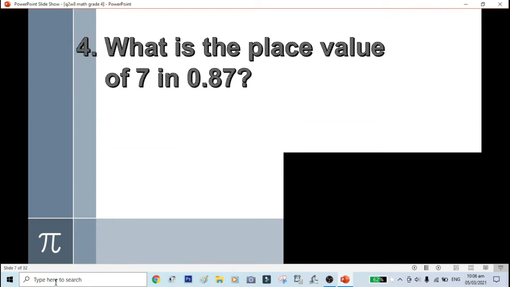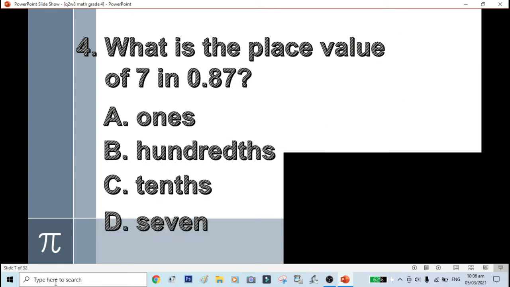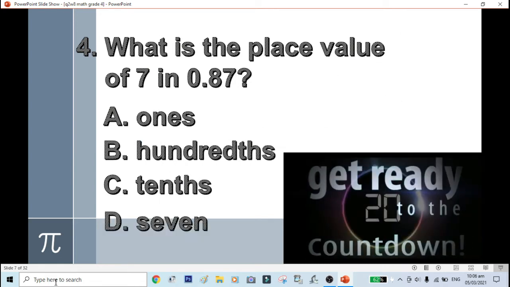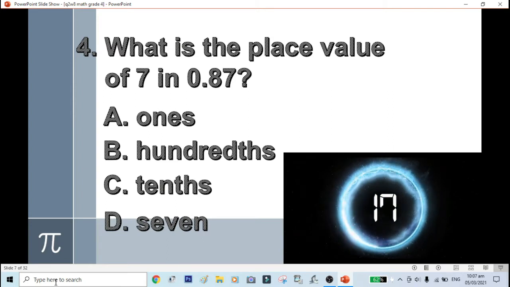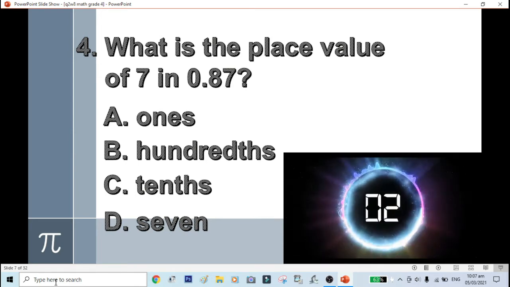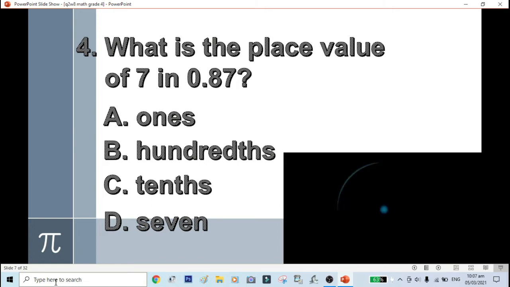Number 4, what is the place value of 7 in 87 hundredths? And your timer starts now. The answer is letter B.